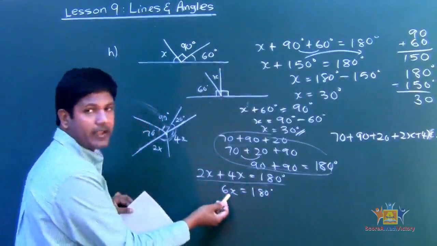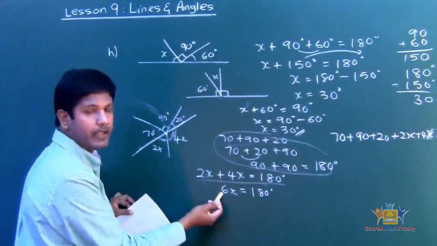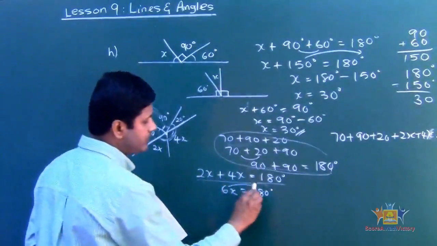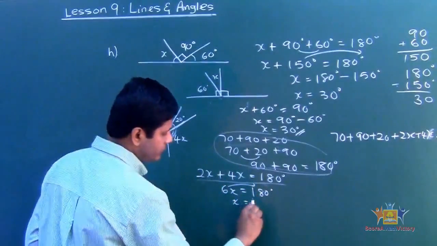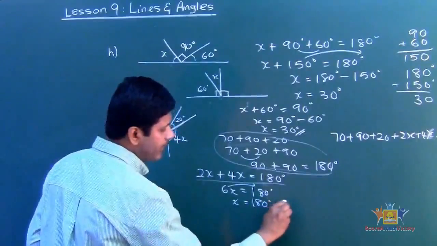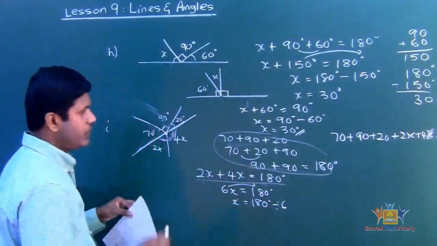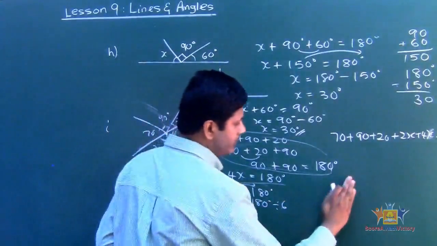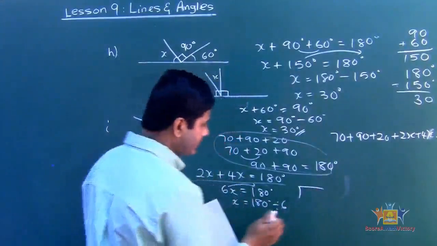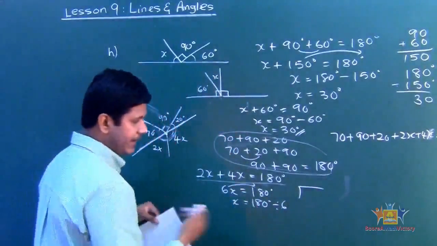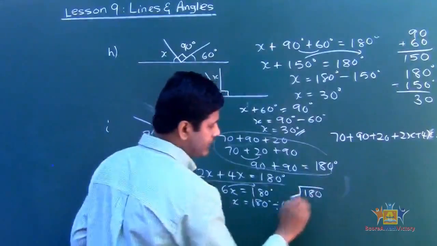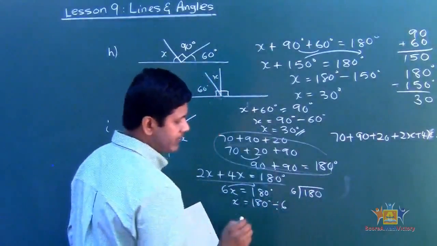And you're looking for x. What's 6 doing? Multiplying. So 6 crosses the bridge and becomes division. So x equals 180 divided by 6. And we're going to use the long division method, okay? So I'm going to use the cage approach. So 180 goes inside the cage. 6 is outside. I'll put it outside the cage.